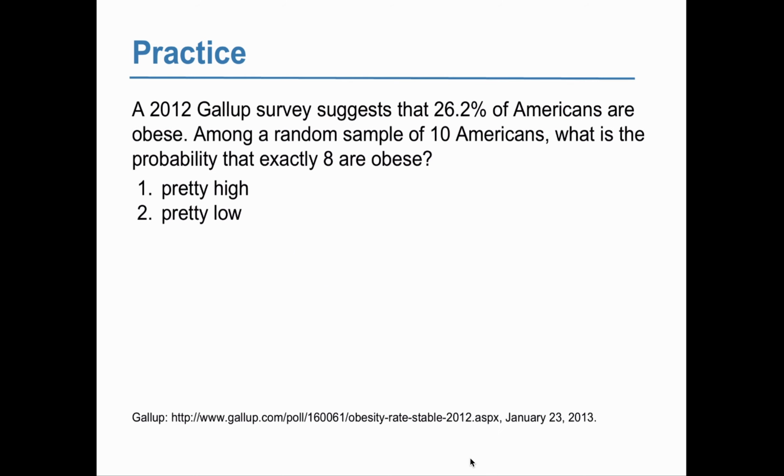A 2012 Gallup survey suggests that 26.2% of Americans are obese. Among a random sample of 10 Americans, what is the probability that exactly 8 are obese? Do you think it's pretty high or pretty low? It's pretty low, right? 26.2% is a little over a quarter, so 80% would be really unusual, right?